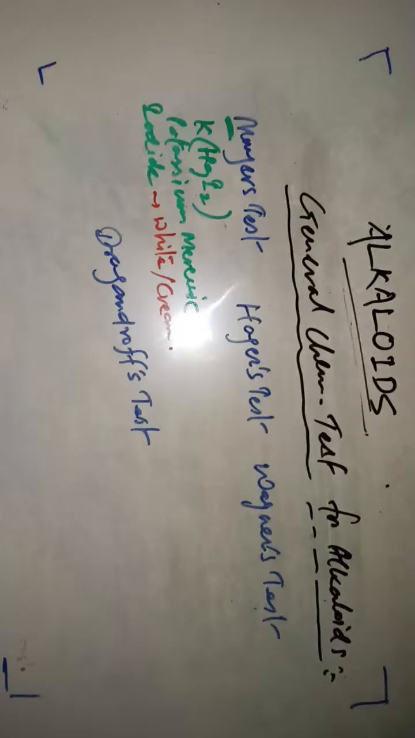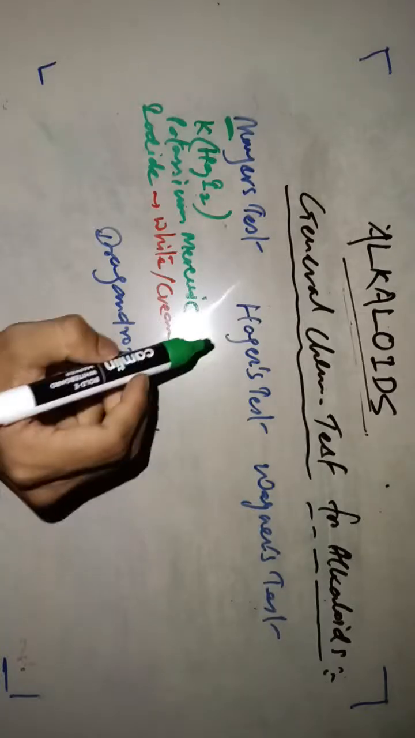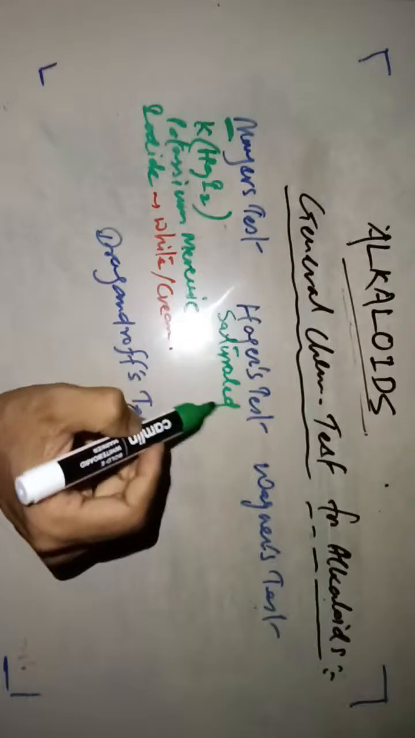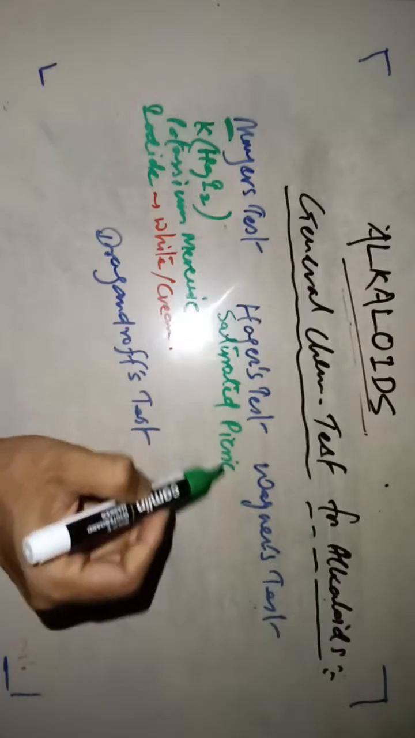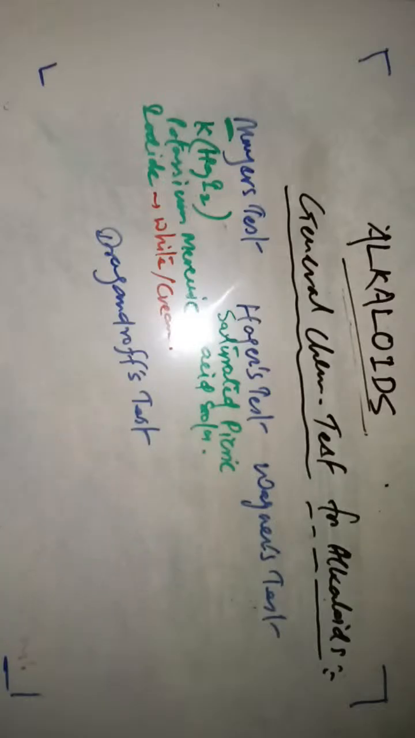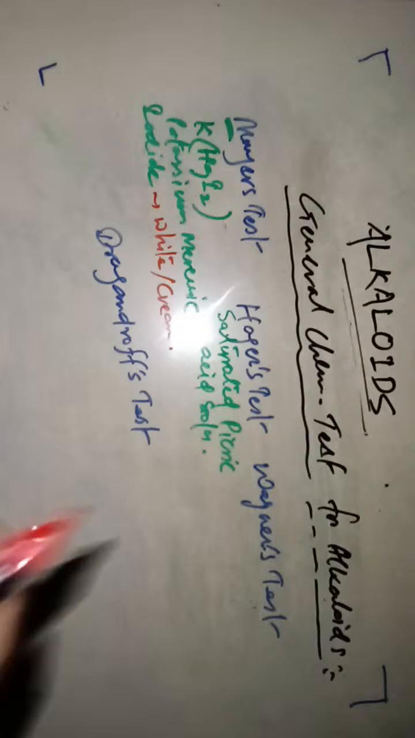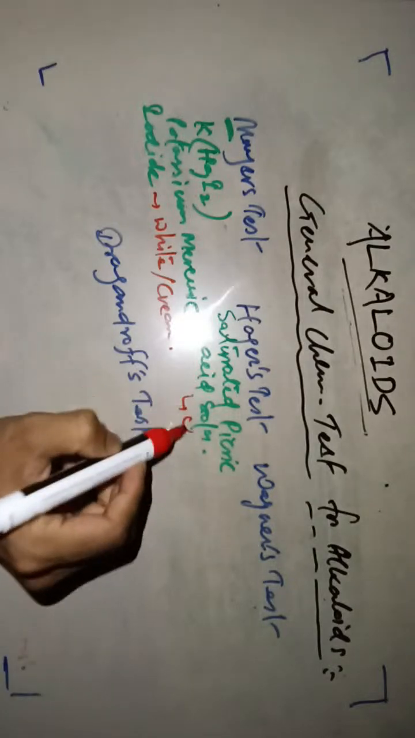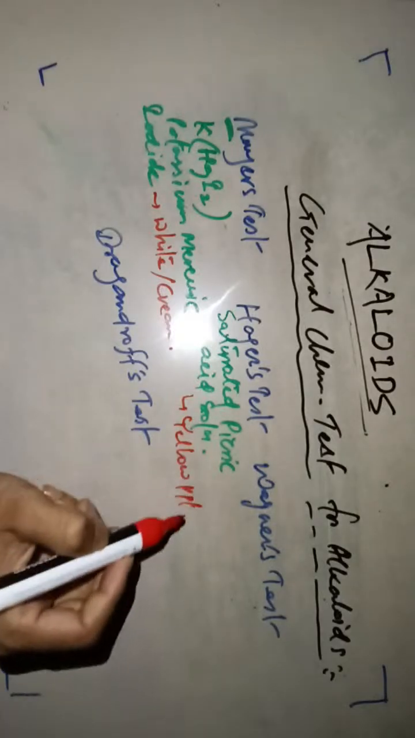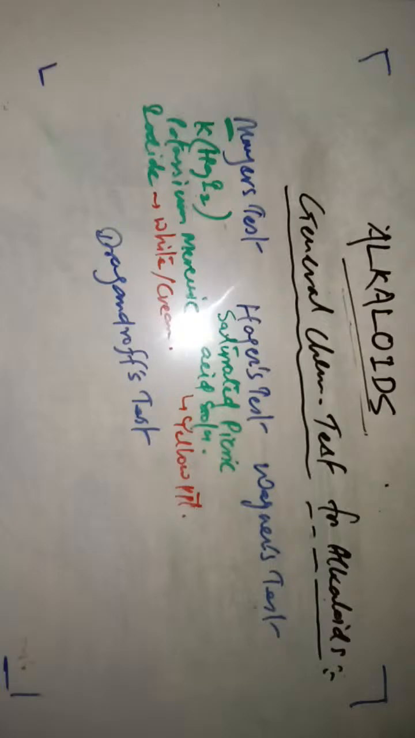Next is Hager's test. In Hager's test, what is the reagent used? Saturated picric acid solution is used as reagent. And what is the final color found? That is yellow precipitate. Yellow color is found, yellow PPT. Yellow precipitate is found.